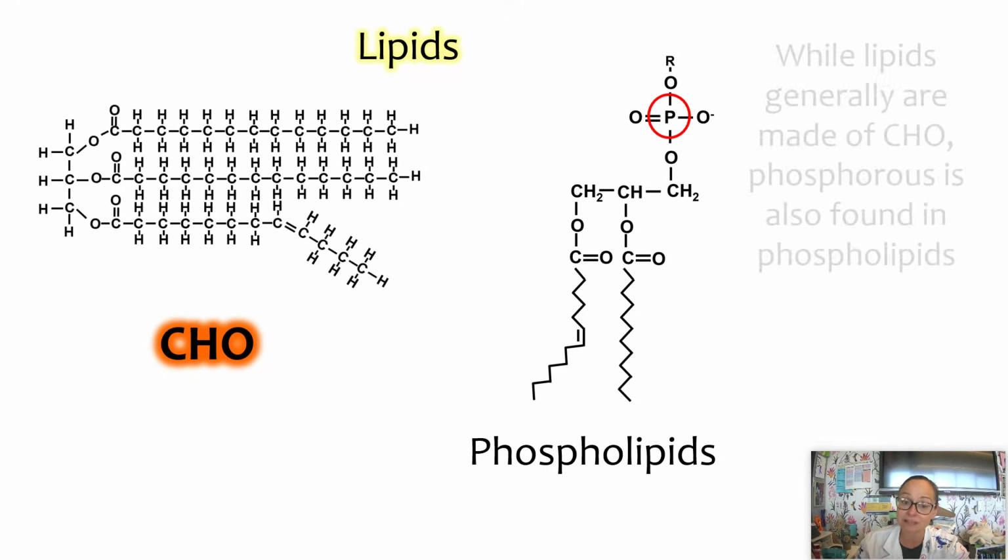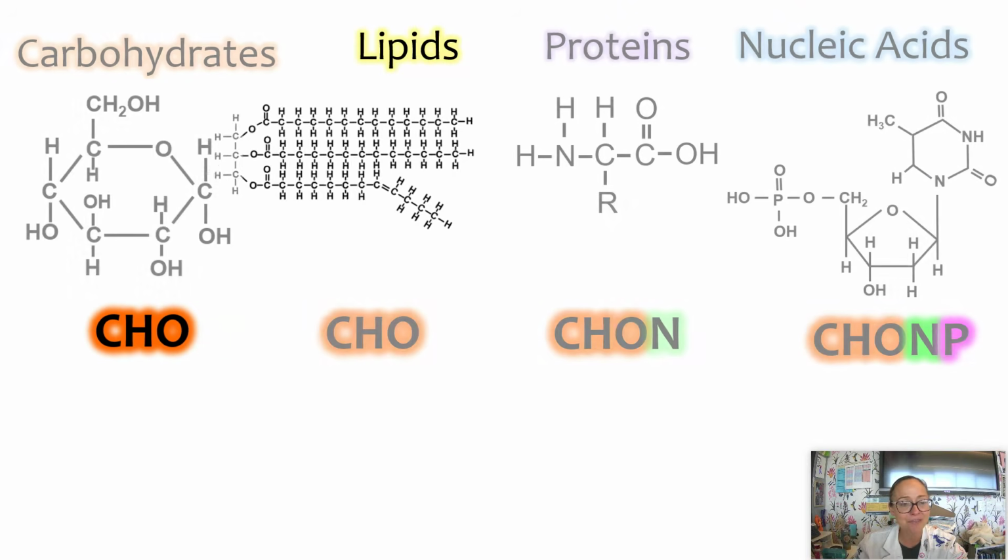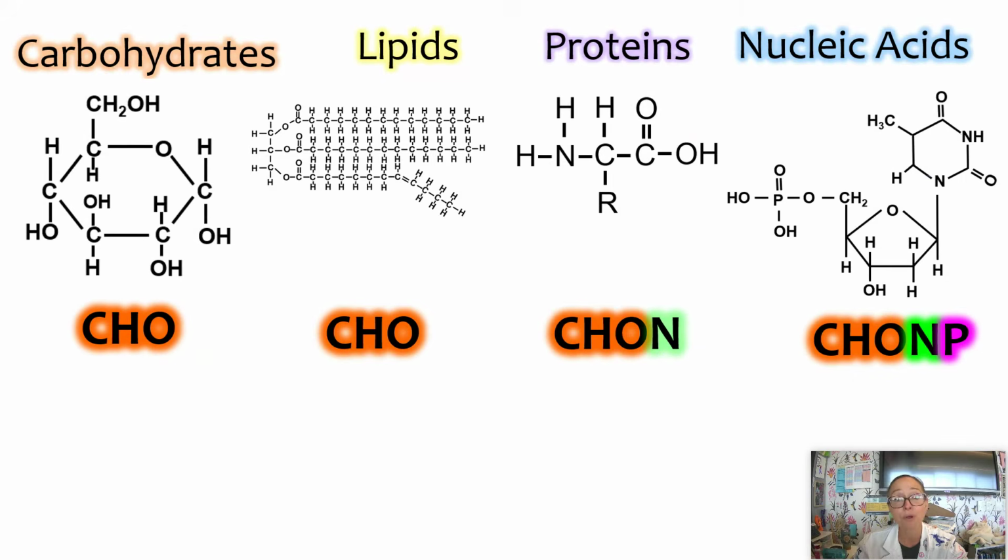So when we talk about lipids, lipids generally are C, H, and O. However, in the case of phospholipids, there might also be a P. But you wouldn't say all lipids have CHOP. It's only going to be phospholipids that have a phosphate group attached. I read somewhere once that 95% of lipids on Earth are triglycerides, which are our C, H, and O's.